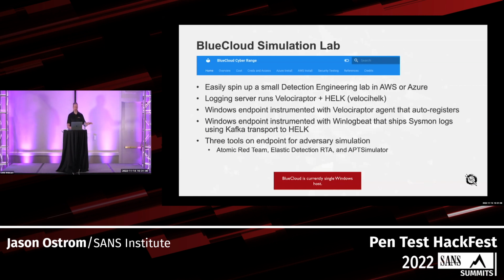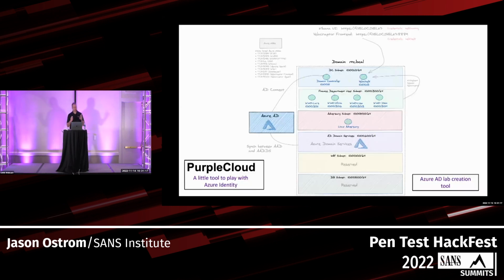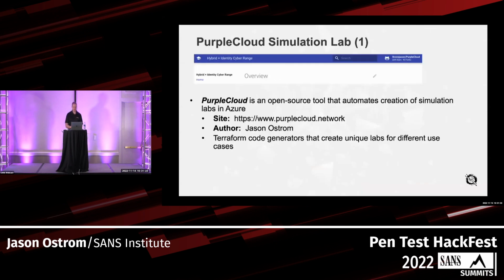And it will automatically ship Sysmon logs into the hunting ELK instance. And it also configures Velociraptor. So that's PurpleCloud. You can check it out. But we're going to be talking about PurpleCloud. So PurpleCloud is an Azure-focused simulation lab.